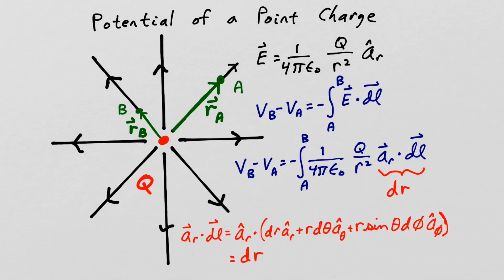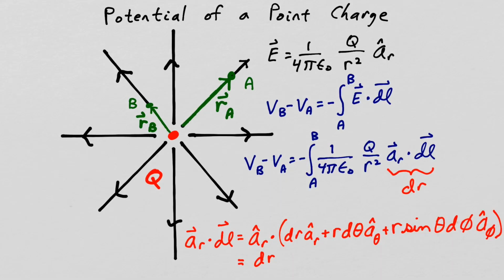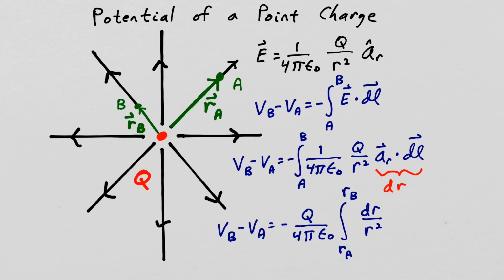You can verify this by taking the dot product of the unit vector in the R direction with the differential length in spherical coordinates. A R dot A R is 1, giving you a dr. A R dot A theta is 0, and A R dot A phi is 0. So with this substitution and pulling out the constants to the left of the integral, we have minus Q over 4 pi epsilon sub 0, the integral of dr over r squared.